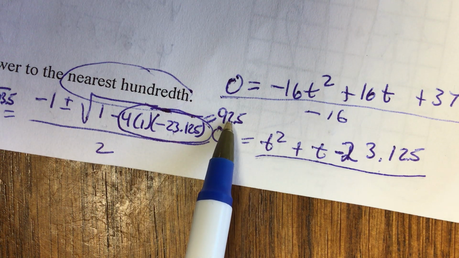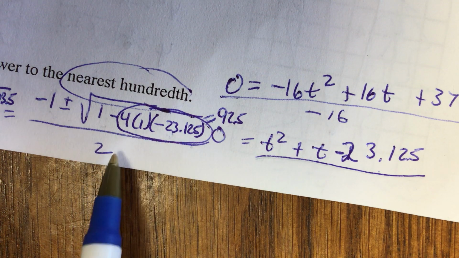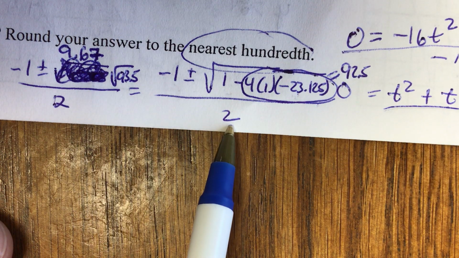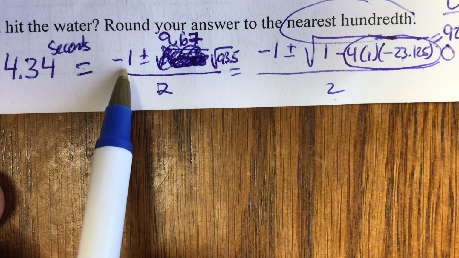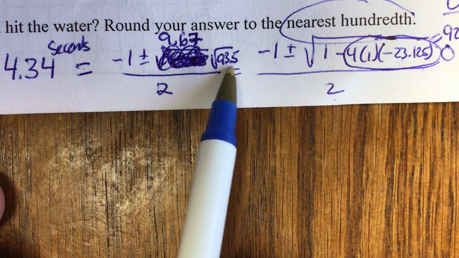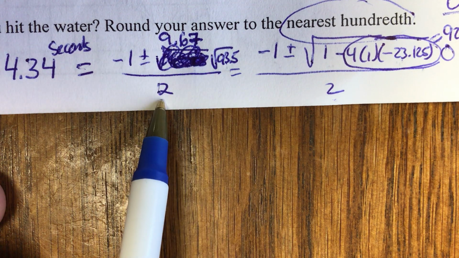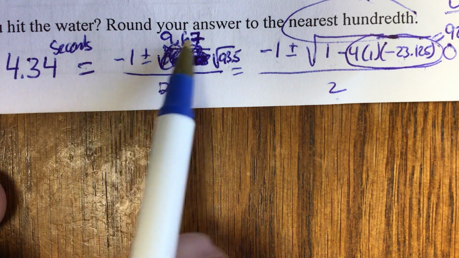So I end up with 92.5 for that value, which is a total of 93.5. I'm dividing by 2 because it's 2 times 1. That's why I like dividing by that negative 16. So now I have negative 1 plus or minus the square root of 93.5, which is 9.67, all over 2. Negative 1 plus 9.67 divided by 2 is the only one I care about.